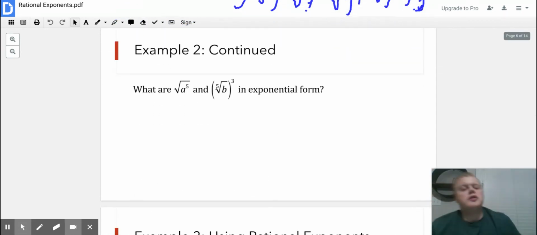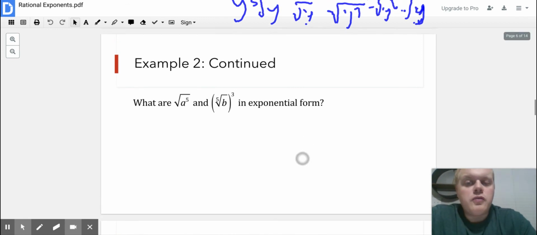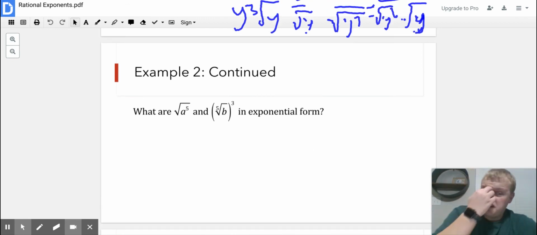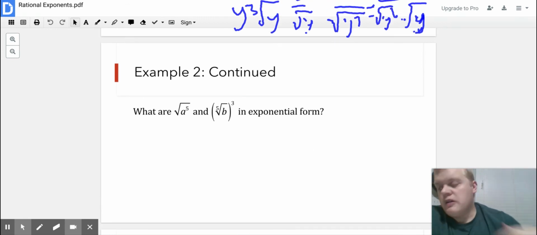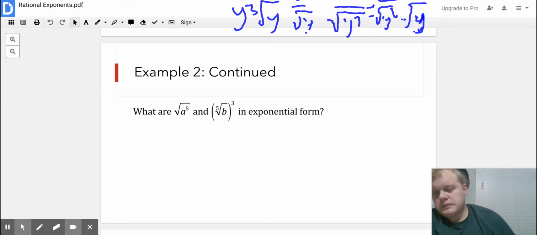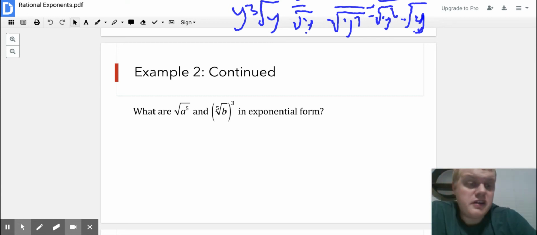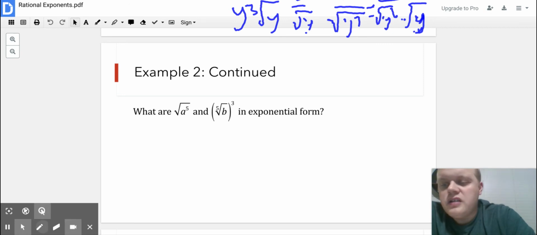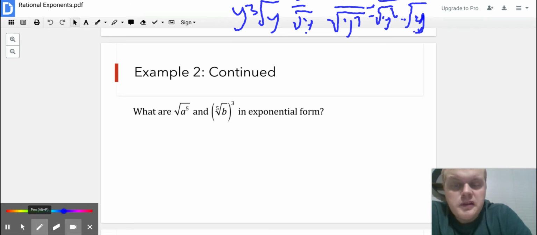All right, example 2. Now this one we are going from radical form back into exponential form. If we can simplify, we want to look to simplify first. Actually, I take it back. All we're doing is just going to exponential. We're not looking to simplify here. So if that's the case, we should end up left with.